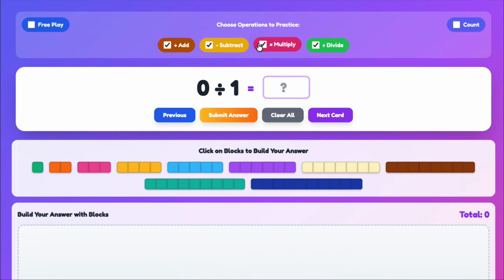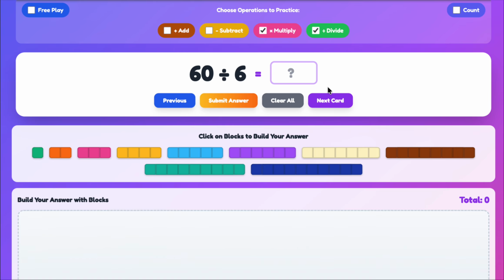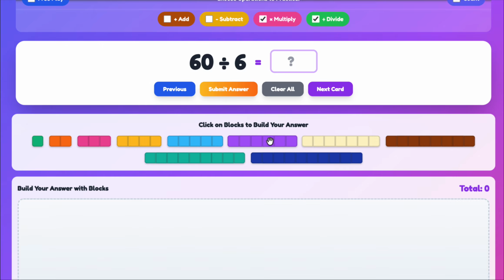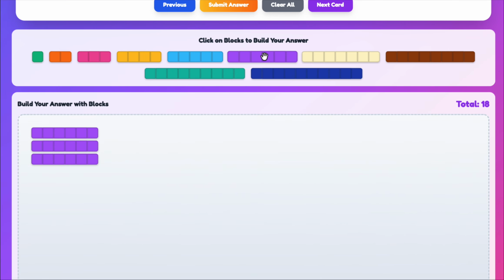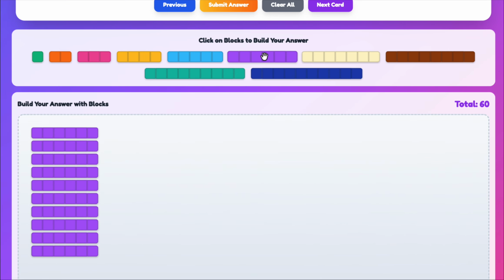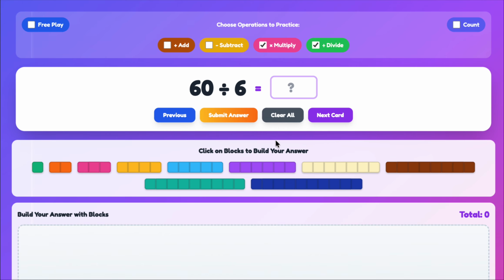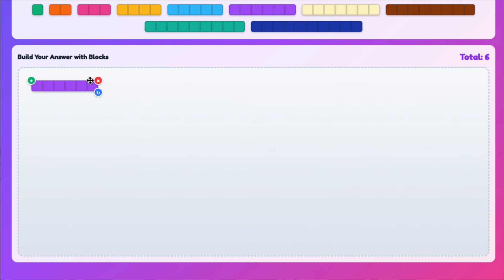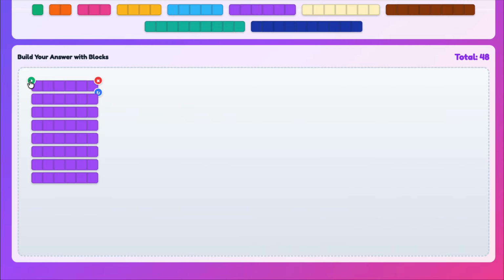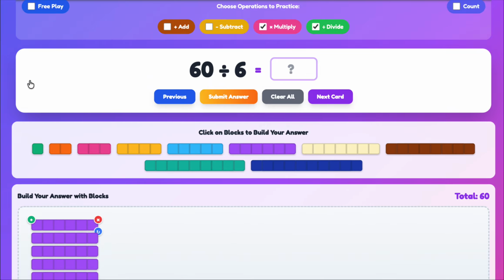Okay, let's see. You can also just do multiplication and division. So 60 divided by 6, we're building 60 with 6s, so we're going to count 6s till we hit 60. How many did we use? 1, 2, 3, 4, 5, 6, 7, 8, 9, 10. Now, I could have done this and put 1 down and then 2, 3, 4, 5, 6, 7, 8, 9, 10. That's how many it took to get to 60.